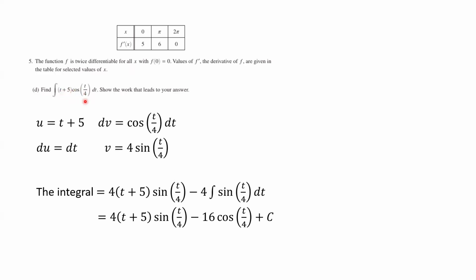We see a product of 2 things. You technically could distribute this cosine of t over 4 to the t and the 5, but you would still need integration by parts. So I just tried directly using integration by parts. I thought that would be easier. So if u is t plus 5, du would be dt. dv is whatever is left, so cosine of t over 4 dt. v would be 4 sine of t over 4.